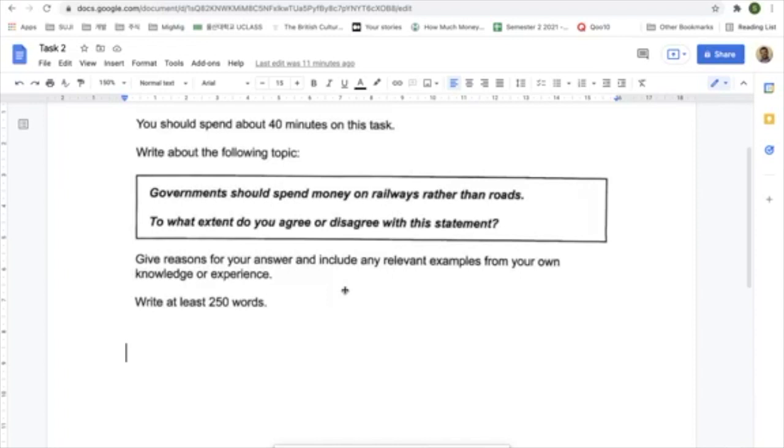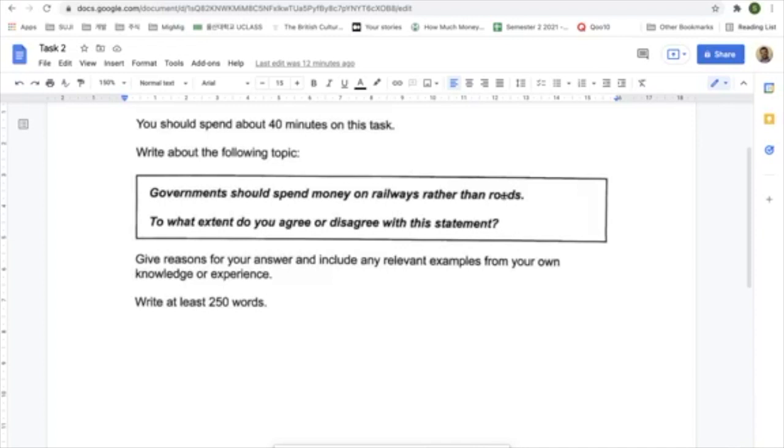So the first thing would be to look at the question here and focus on keywords. What are the keywords in the question, guys? The keywords that jump out to me are obviously railways and roads. Those are the two main keywords, railways and roads. These are going to be the two sides of the argument.